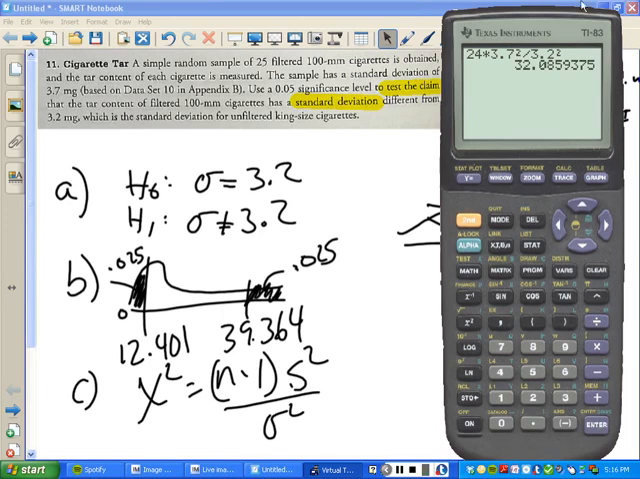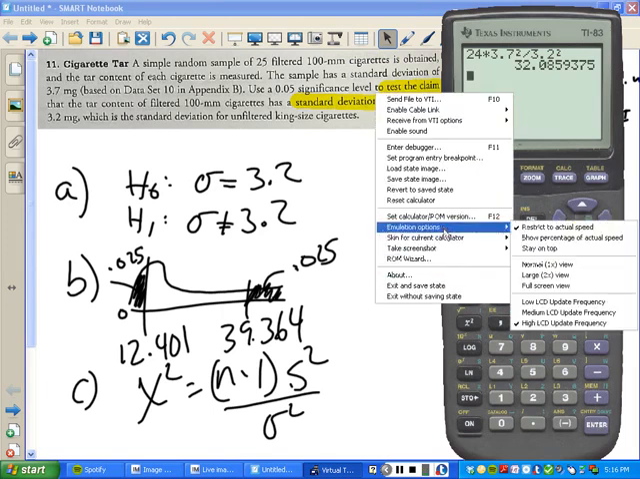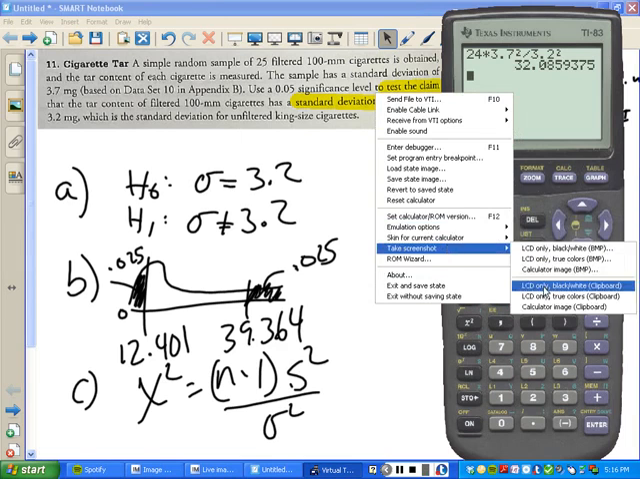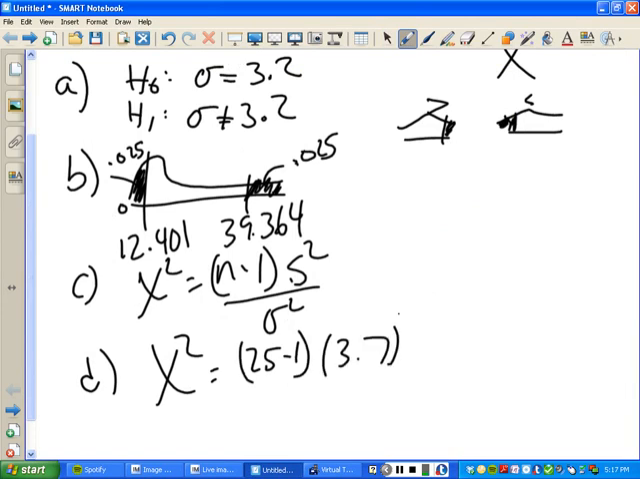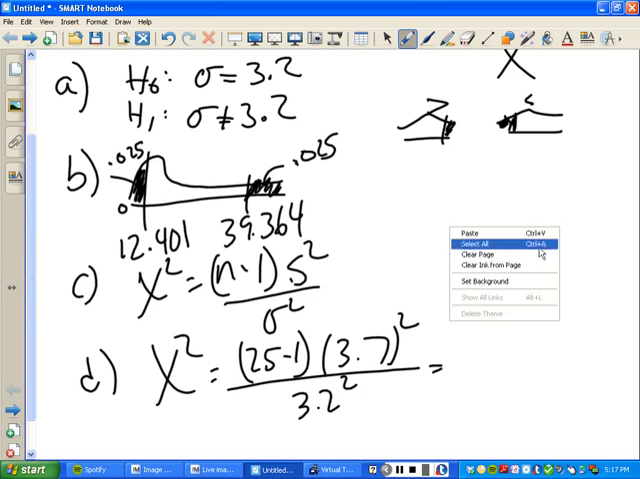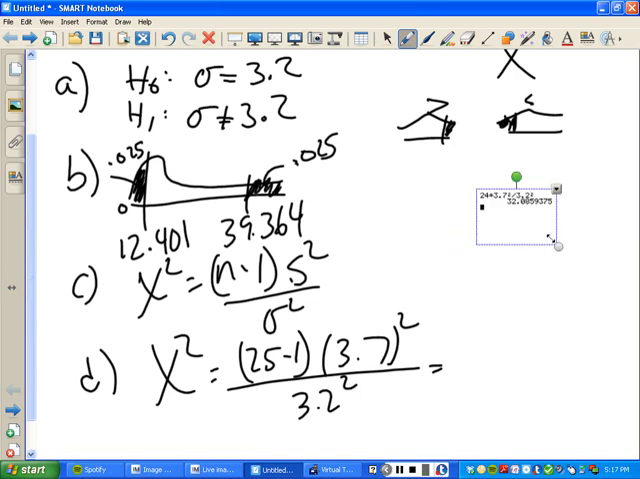So we're going to go ahead and take a screenshot of this, and that way we'll have it for later on. Because it occurs to me that I did not write down the formula for you. Chi-square equals 25 minus 1 times 3.7 squared over 3.2 squared equals, at this point we'll go ahead and copy and paste that right here. And it's equal to 32.09.